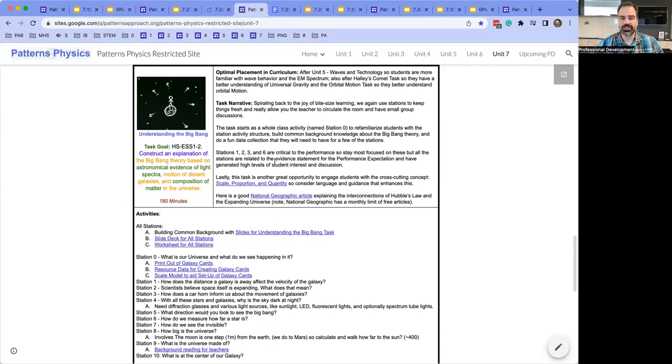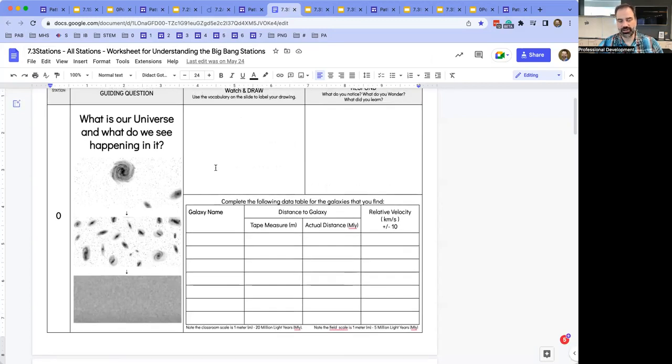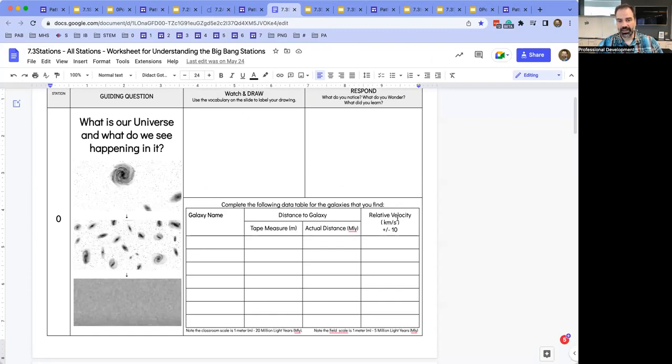That final activity, super high interest, looking at the evidence of the Big Bang. This is themed on stations, so there are 10 stations. Again, great videos. Each time they're watching videos or interacting with you as the teacher, they watch and draw and then respond. And then also, because this is station zero, everyone's doing it and it kind of kickstarts all the other stations.